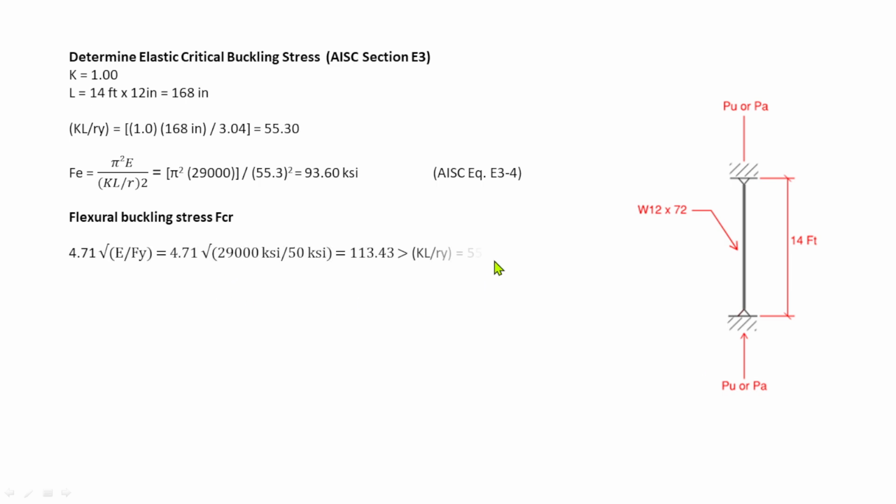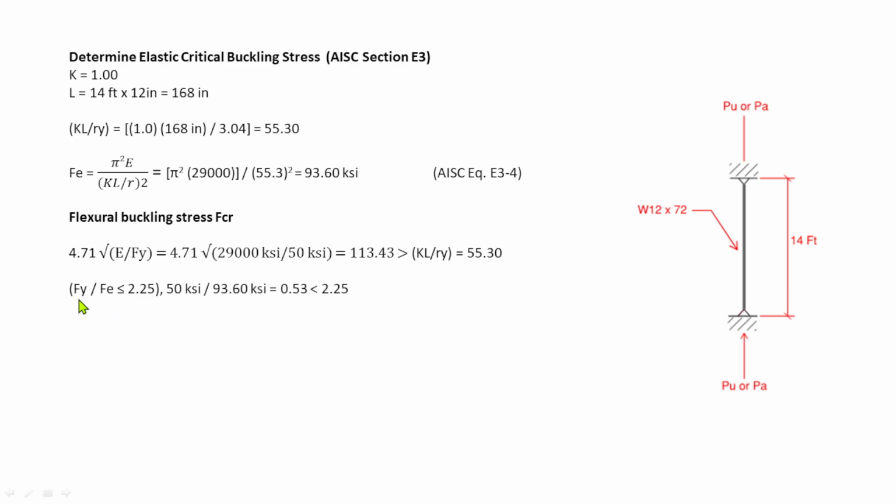So these are the requirements according to that table of the AISC manual. 4.71 square root of E over Fy will give us 4.71 times square root of 29,000 KSI over 50 KSI, which is for steel, equal to 113.43, which is greater than the KL over R ratio of 55.3. So therefore, we meet this criteria.